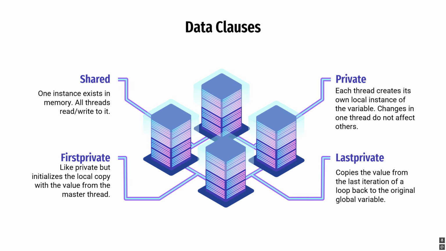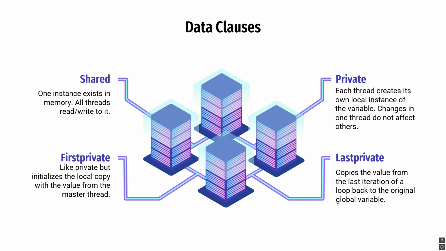First, let's understand the data clauses. We have 4 clauses. The first one is shared. It allows the variable to be accessed by all the threads. The private clause is safer because it allows each thread to create its own instance of the variable.